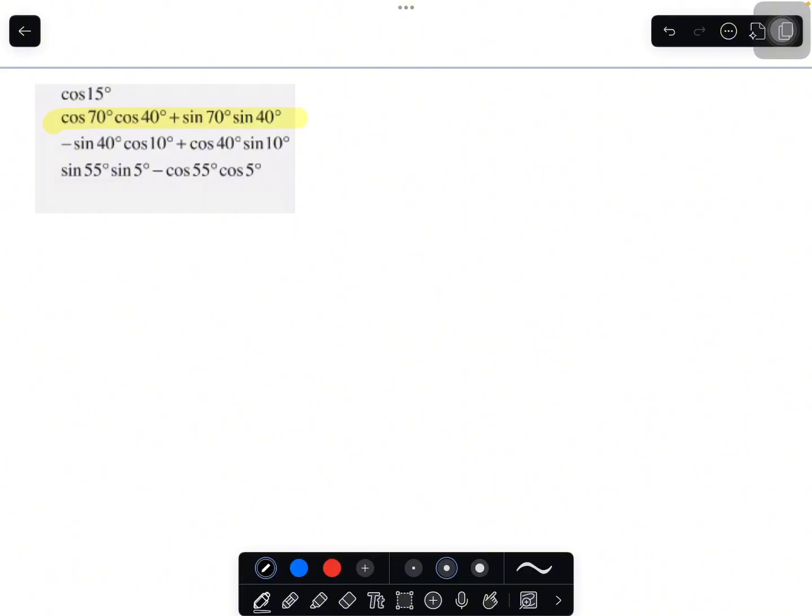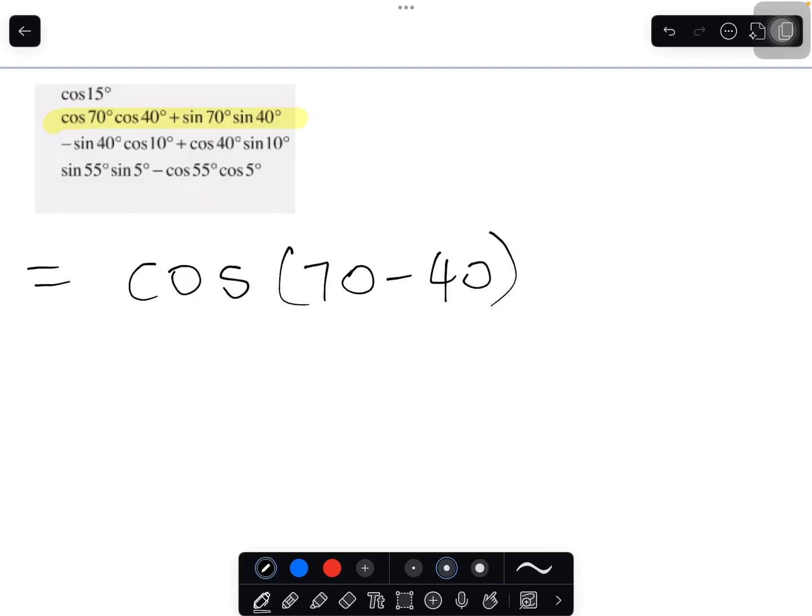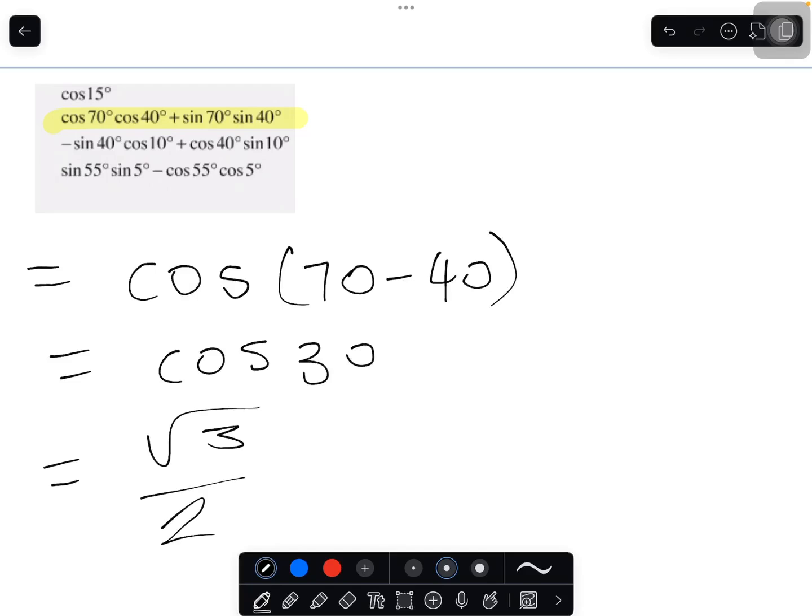So here I have cos 70 cos 40 plus sine 70 sine 40. So I know I'm dealing with my cos. We have an expanded version. Let's just contract it. So I have 70 minus 40. And that's going to give me the cos of 30, which is a special angle, and we can work this out. Cos 30 is equal to root 3 over 2.